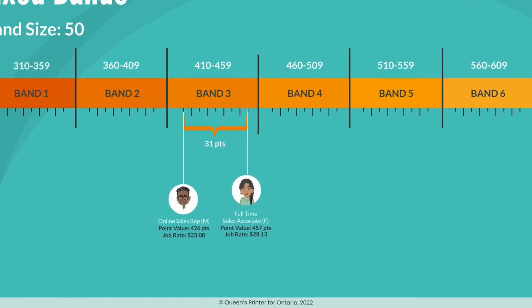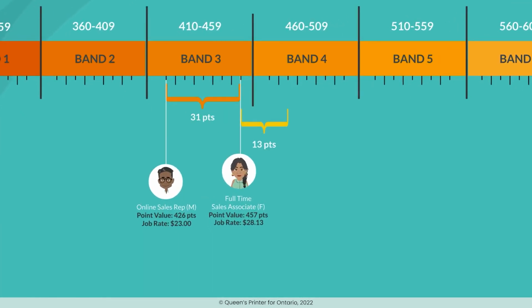However, the full-time sales associate job class is only 13 points apart from the web developer job class. But because the web developer class is in the next fixed band above, it is not compared to the full-time sales associate class. If it were, the job rate of the web developer class is higher than the job rate for the full-time sales associate class. So the job rate for the full-time sales associate class would have to be raised to be the same or greater than the web developer class.